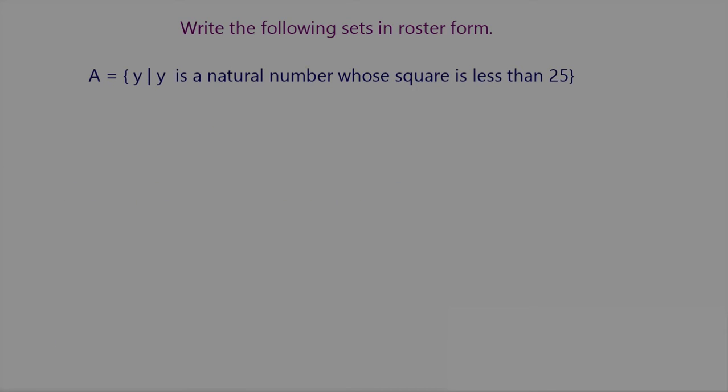For this set, A contains a variable y, such that y is a natural number whose square is less than 25. You can pause this video and try to change it into roster form just to see how much you are understanding. Those natural numbers which when we square we get a value less than 25 would be from 1 to 4.